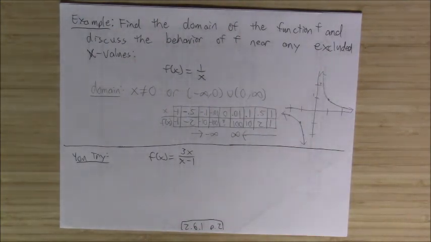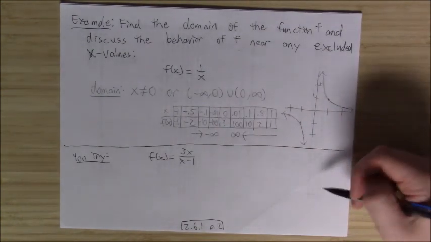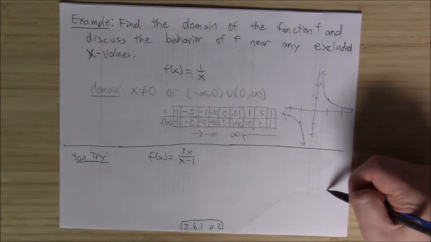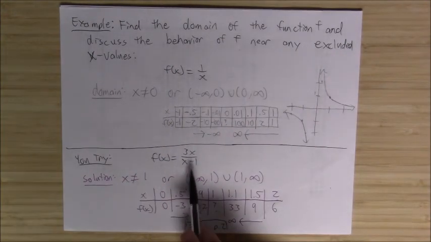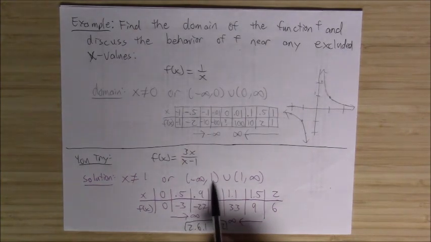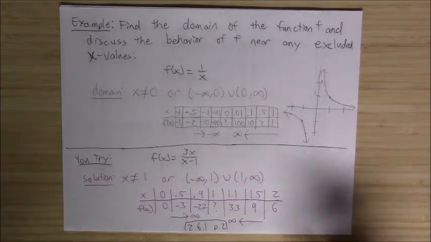Okay? So now let's have you try an example. Go ahead and try a similar logic with this problem. On the count of 3, I'll reveal the solution. 1, 2, 3. So here, x cannot be 1 because that's what makes the denominator 0, or if you prefer, negative infinity to 1, union 1 to infinity.